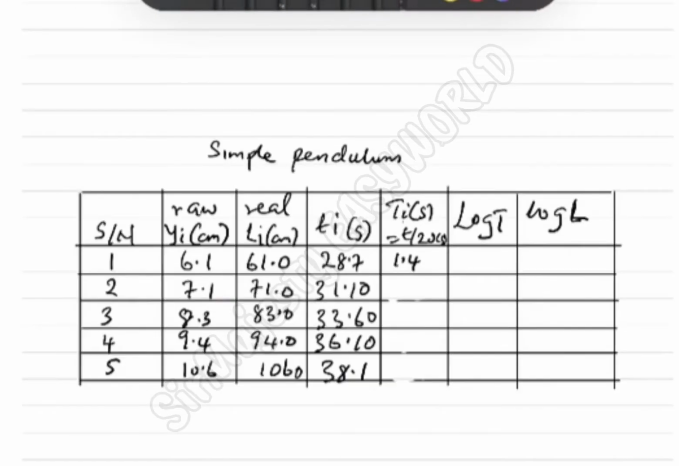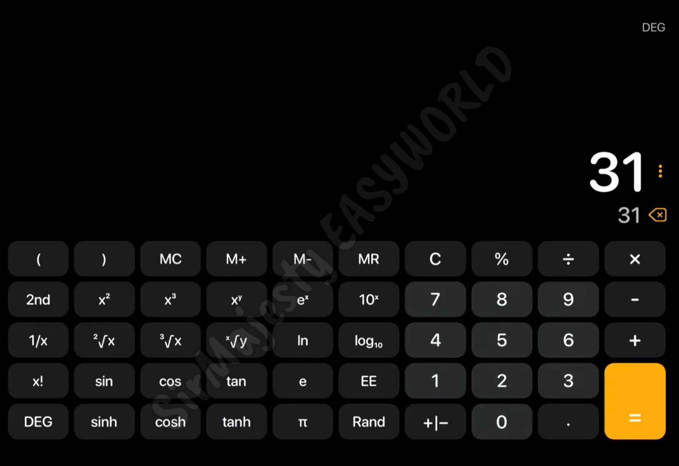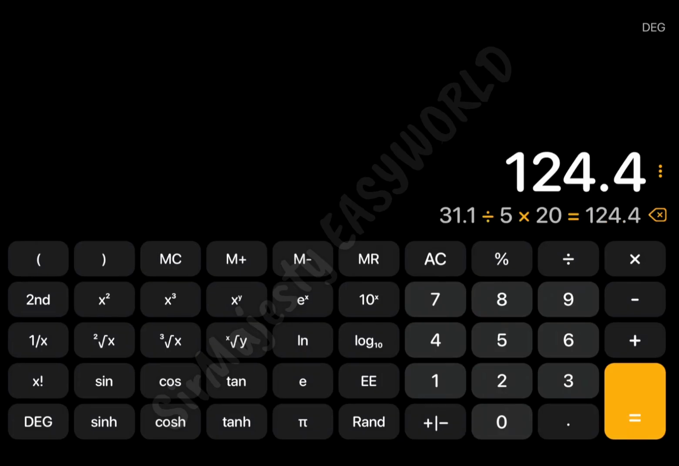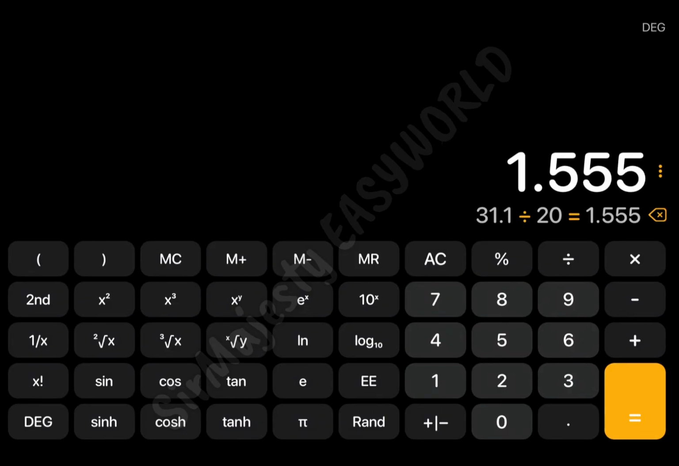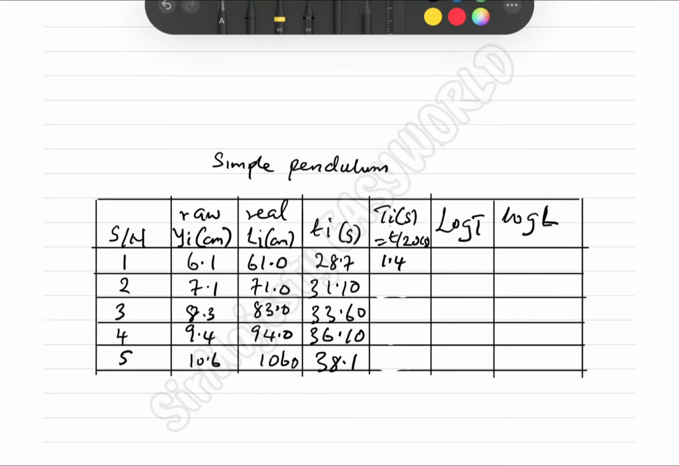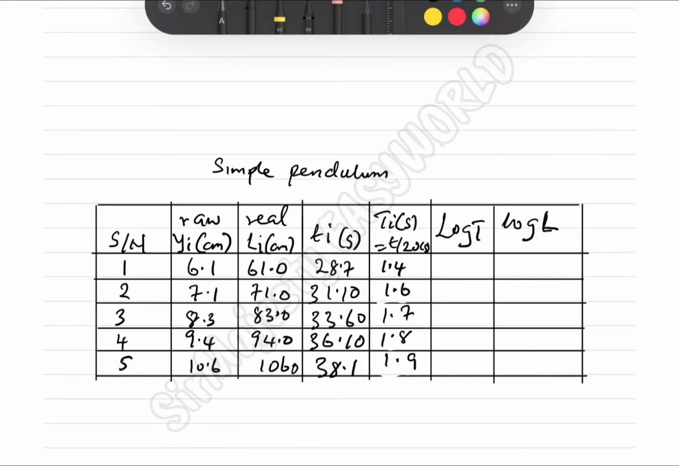31.1 divided by 20 is 1.55, which is 1.6 approximately. So here should be 1.6. And I think it is increasing. It should be 1.7, 1.8, 1.9. Then the next, you are required to take log t.